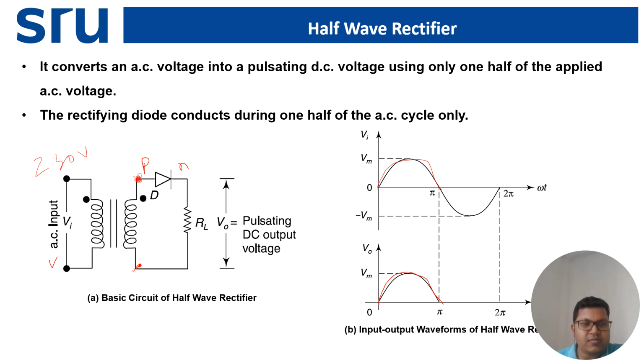But when the next half comes, this side becomes positive, and then this positive side is connected to the N-type. Because of that the diode becomes reverse biased and it is acting like an off switch. That means it is not at all conducting, so we will not see any voltage here. It will be showing 0, going like this. And when the next half comes, again it will work like this. So that means it will only be rectifying half of the cycle of that sinusoidal input AC signal.